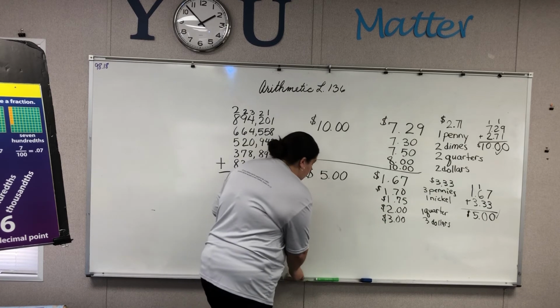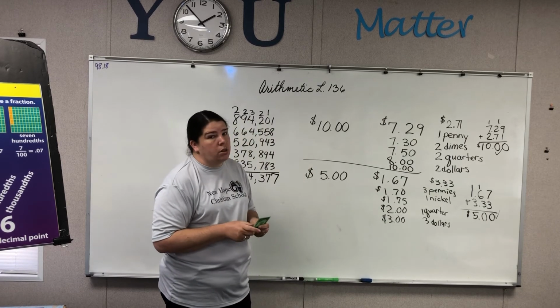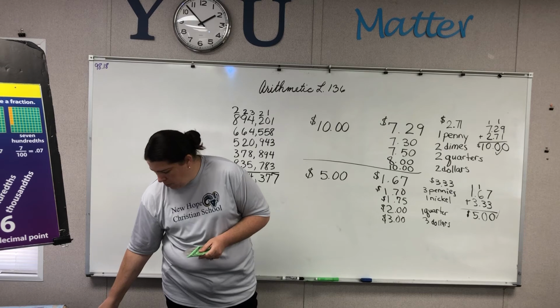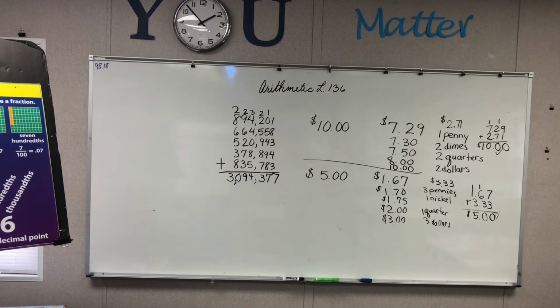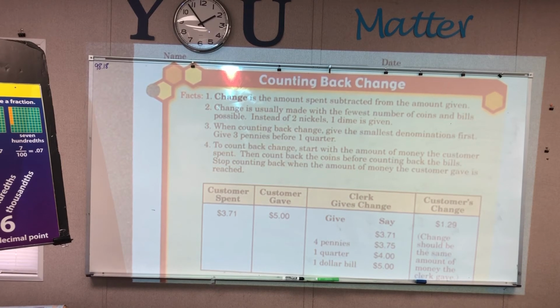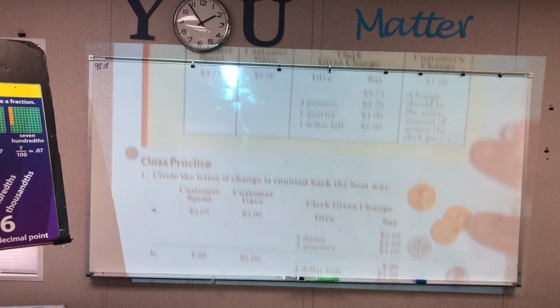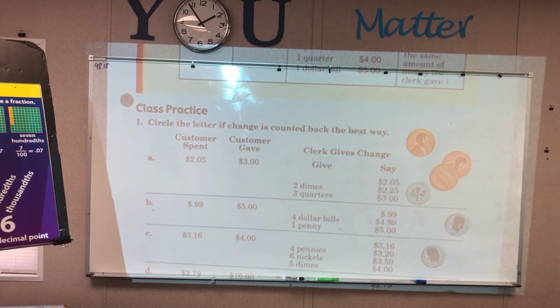Okay, boys and girls, let's take out your worksheet, lesson 136. This is what your worksheet looks like. We're on lesson 136, page 245. And this gives you the instructions on how to count backwards, counting change. We're going to go down to class practice. It says circle the letter if change is counted back the best way.